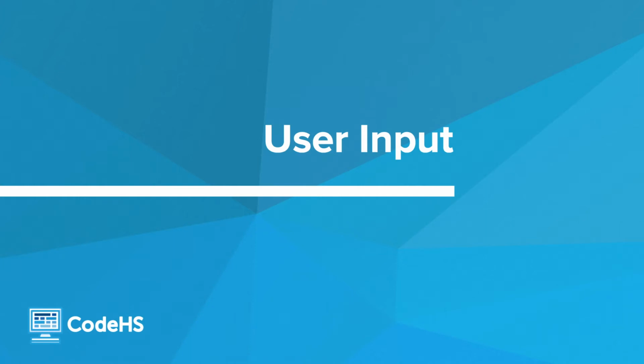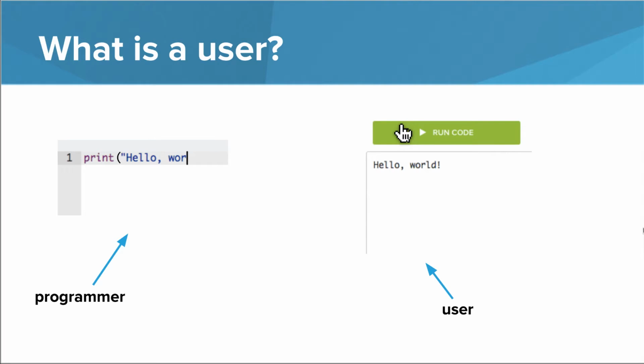Hello! In this video, you'll learn how to make programs that respond to you when you run them. In this course, we will refer to the person who runs your program as the user. In the exercises, you've been playing the part of both the programmer and the user. You have been both the person writing the program and the person running it.